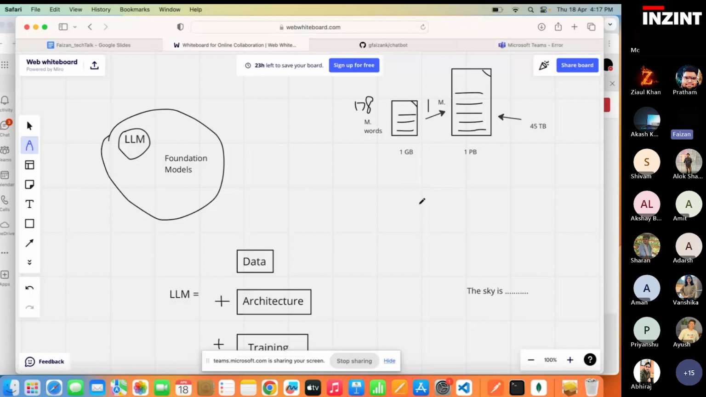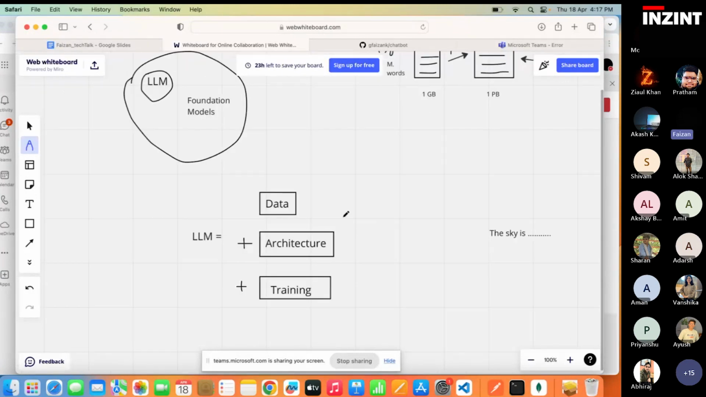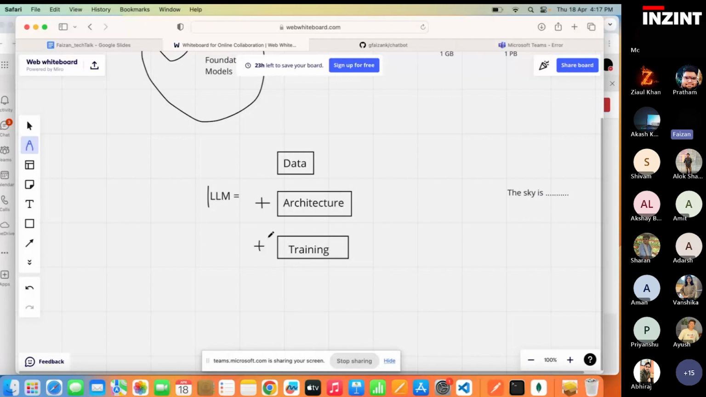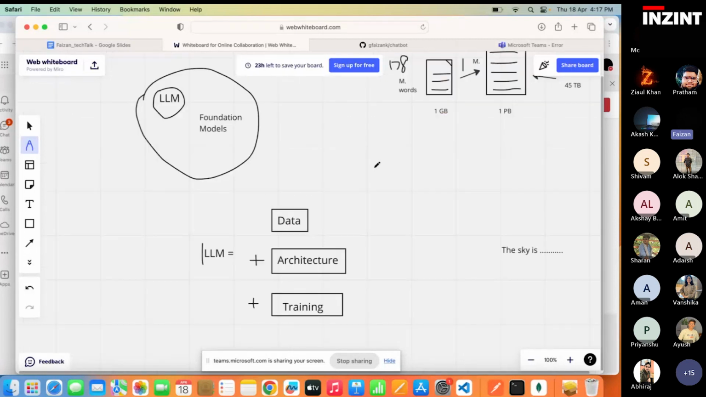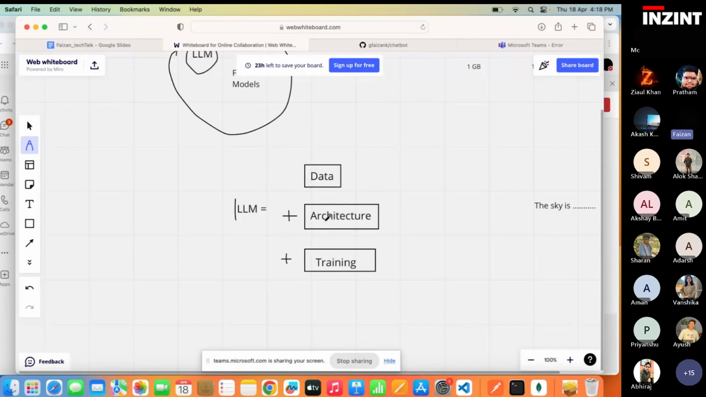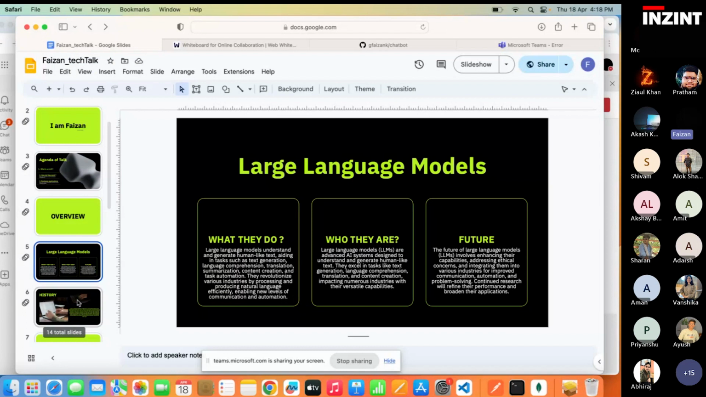All right. So how do they work? We can think of it like this: an LLM equals three things. The first is data, the second is architecture, and lastly, training. These three things combined are really the components of an LLM. Now, we have already discussed the enormous amounts of text data that goes into these. As for the architecture, we'll hop onto one of our slides, that is architecture.